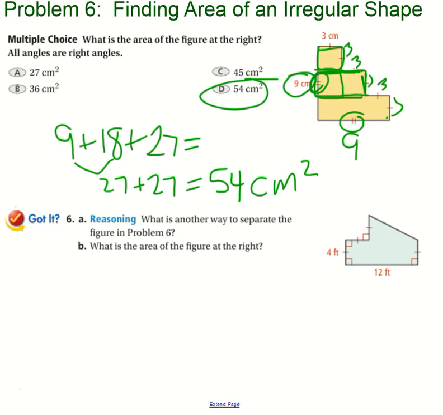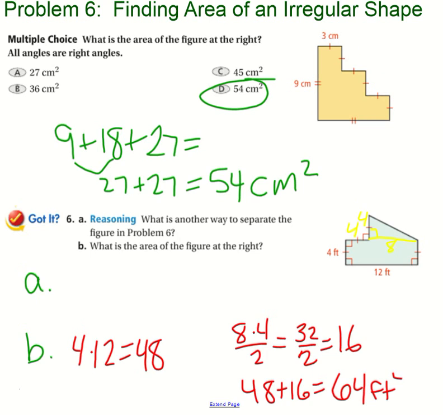This is our last problem. Alright, and so if we do problem A up here, it says, what is another way to separate the figure in problem 6? There's a few ways you can do it. I see in here one big square we could have found, and then we would have had to do the 2 little squares. We could have just broken the whole thing up into little squares and found each one of those. Those are some different ways we could have done it.